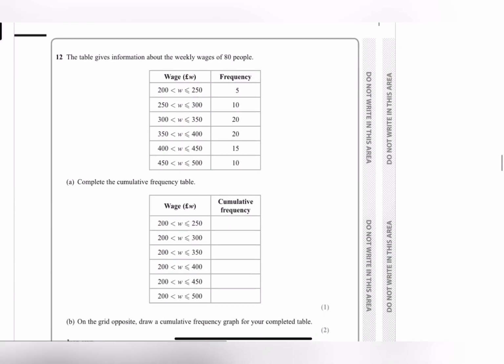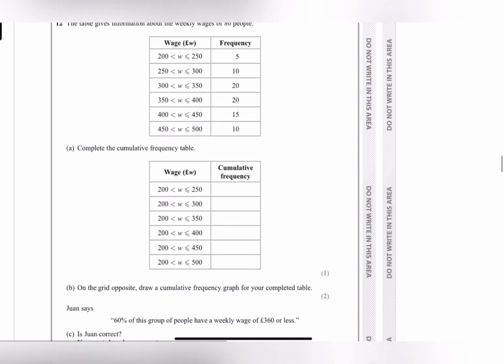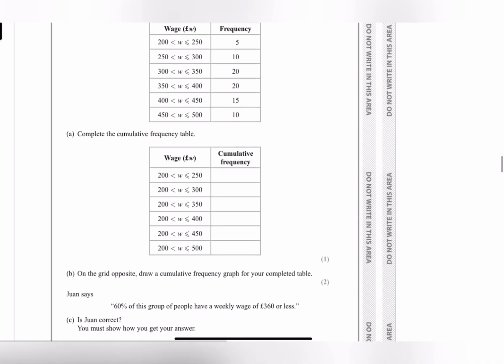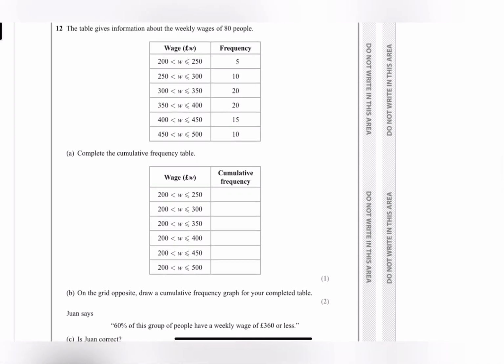Now, the table gives information about the weekly wages of 80 people. Complete the cumulative frequency table. So you know how to do the cumulative frequency table. You just add the frequencies. So here you start with 5 and then next will be 5 plus 10, which is 15. And then you add 15 plus 20, which is 35, and this goes on. So that will be your answer. You just add the frequencies behind these intervals.